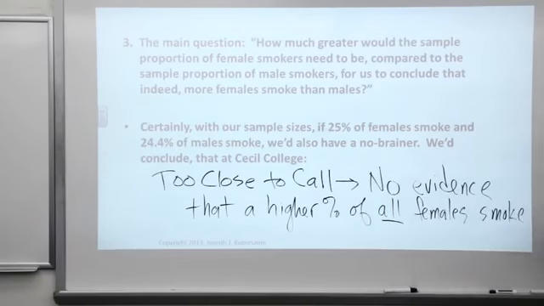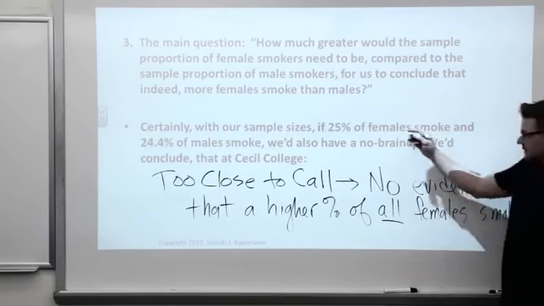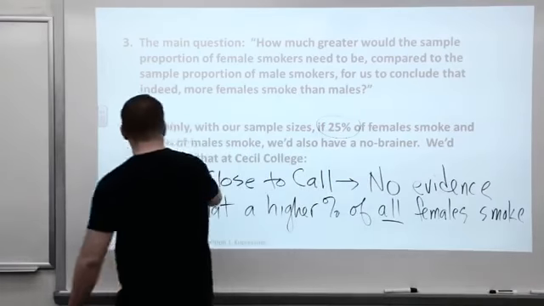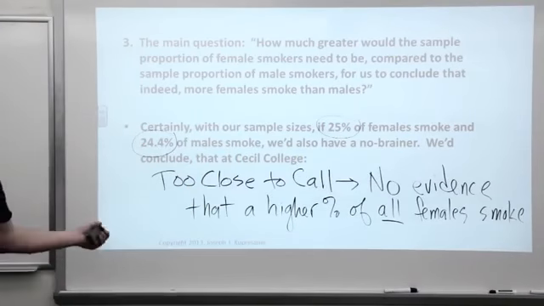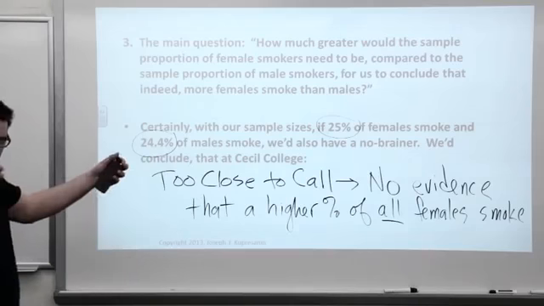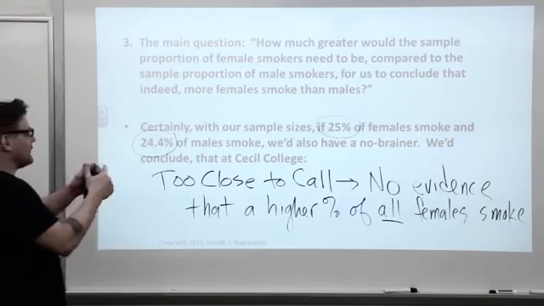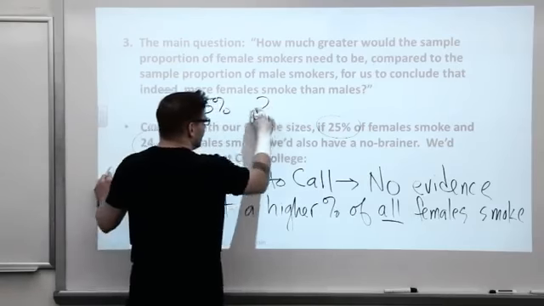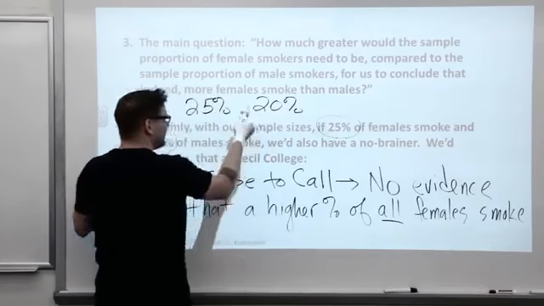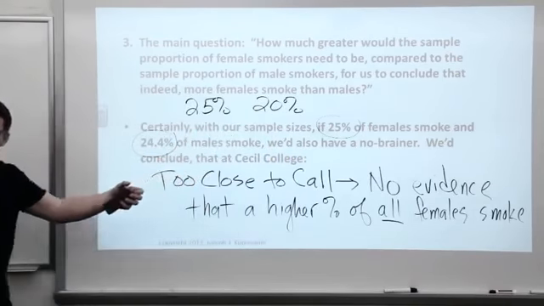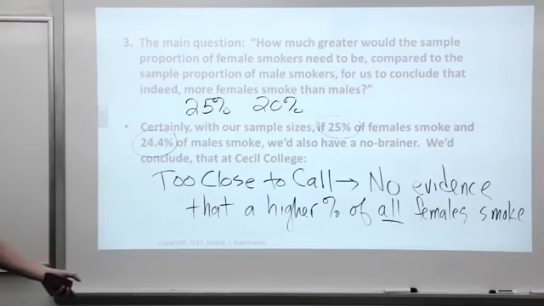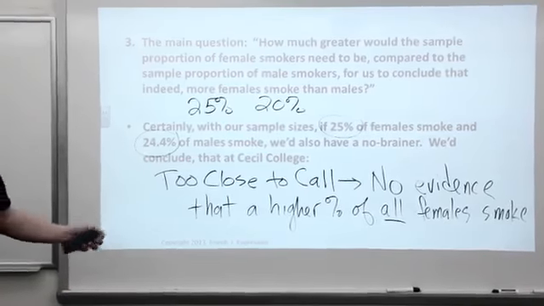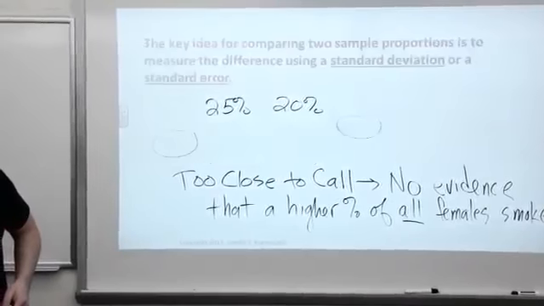Compared to males, blah, blah, blah, right? Too close to call. The 25% versus a 24.4 is just, statistically, we're not impressed, right? It needed to be further apart. Now, what was our data? Our data was 25% compared to 20%, right? Is that difference too close to call? Is that difference convincing? I guess we'll find out as we run through the test.